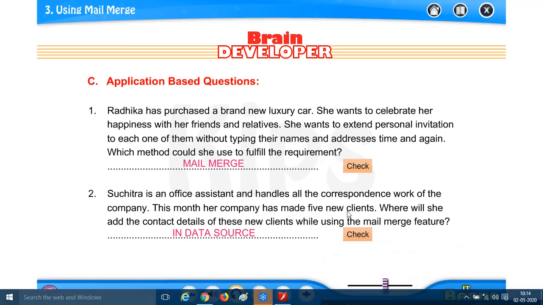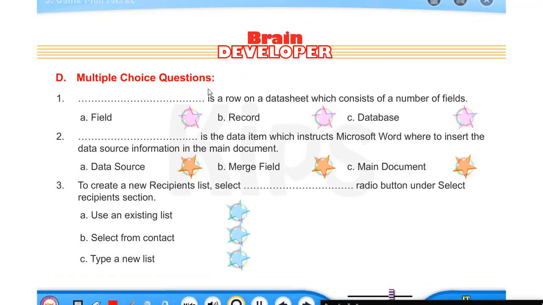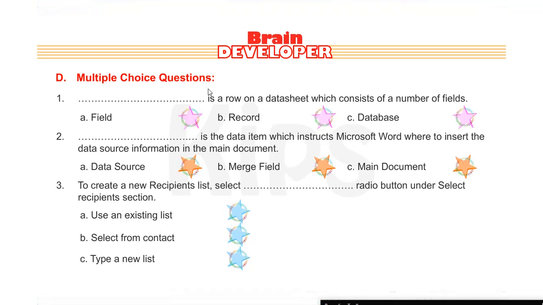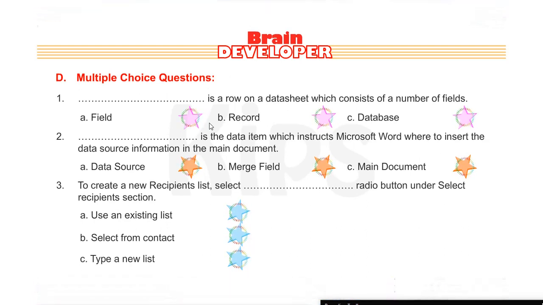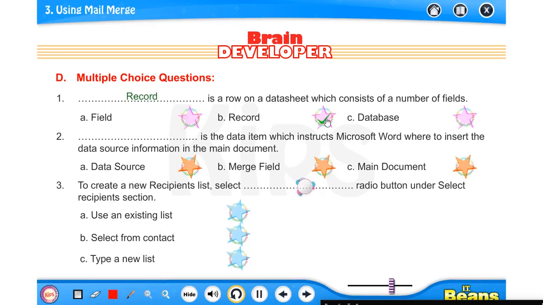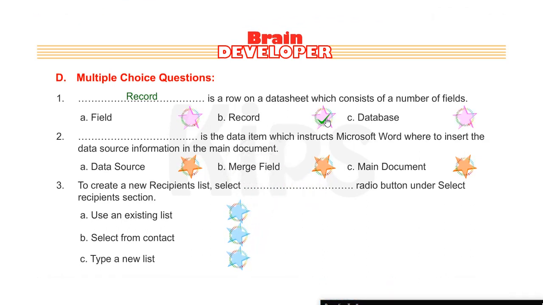So the next topic we are doing is multiple choice questions. Yes, you heard correctly, multiple choice questions. Our first question in the multiple choice questions: Dash is a row on a data sheet which consists of a number of fields. What will come in it? Yes, the correct answer is record. It's correct. So the first MCQ answer is option B, record.